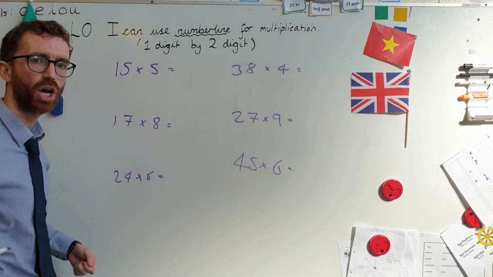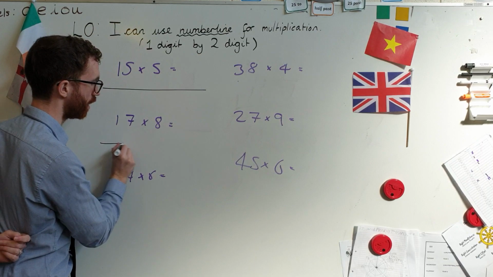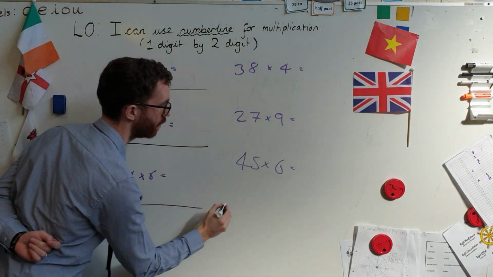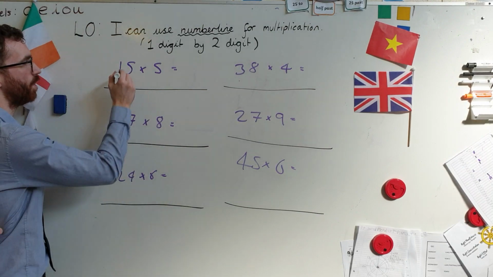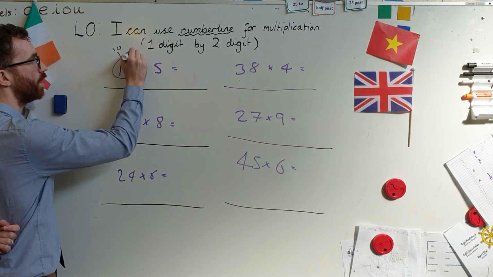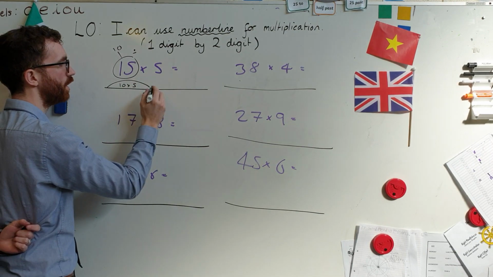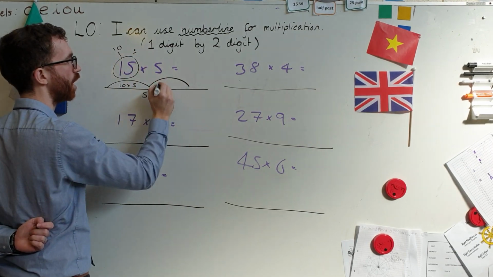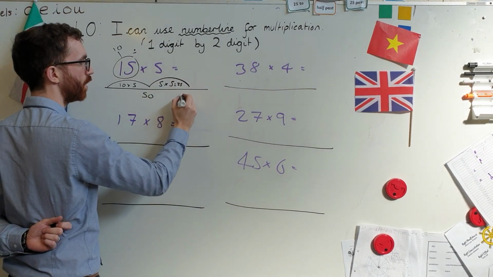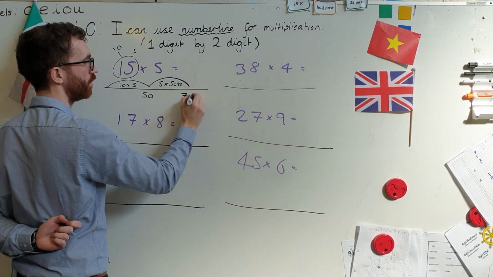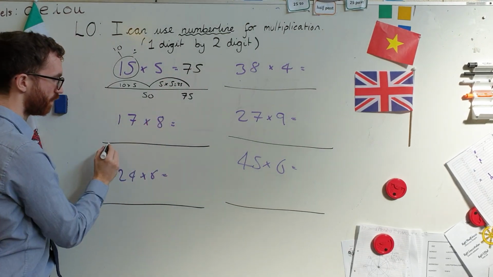Okay, now that you've had a go, let's check that you did it right. So, number line, might as well do my number line for all of these just whilst I'm here, and you'll see how simple this is going to be. So, partition it up, 10 and 5. 10 times 5 is 50 plus 5 times 5 is 25. So 50 plus 25 is 75. Easy.